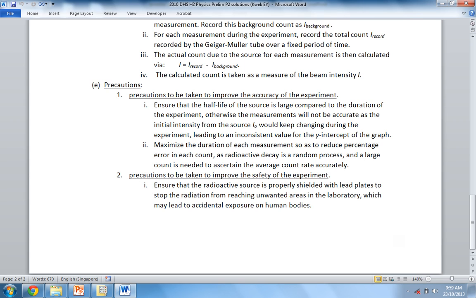Any questions regarding the process of answering the planning question? Your answer must always try to connect to what you've done already. Okay, any questions?